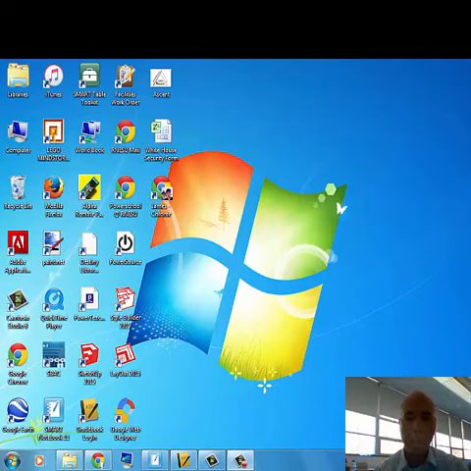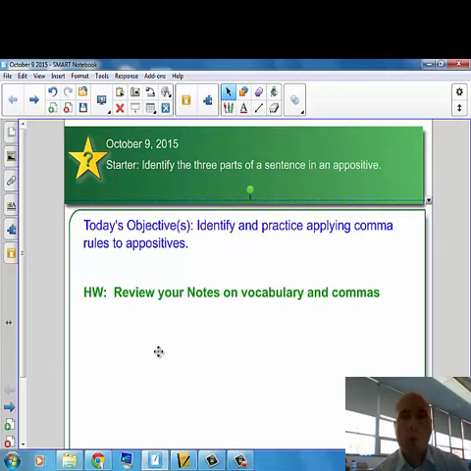So with that in mind, you need to have a writing tool, you need to have your literacy notebook, and you need to be ready to go. Okay? And the objective for class is to identify and practice applying more comma rules to these appositives. So those are our outcomes.